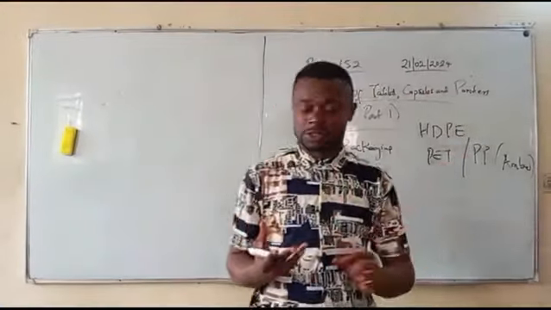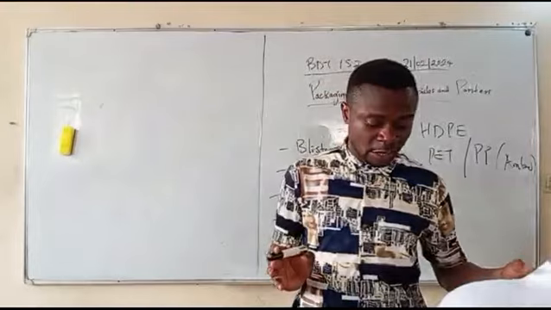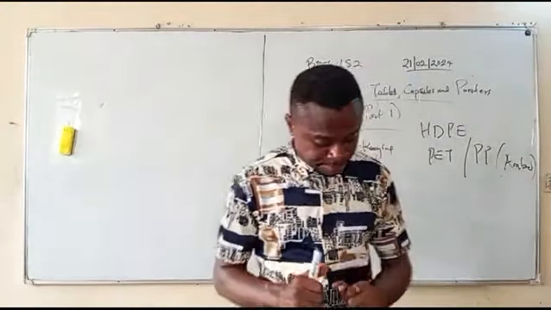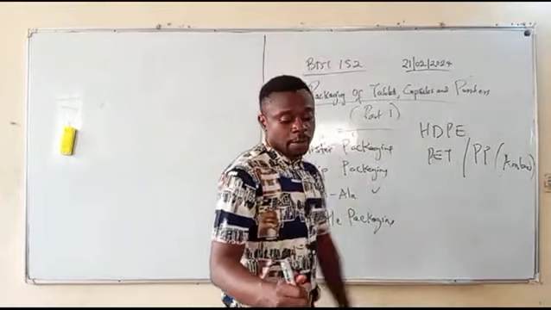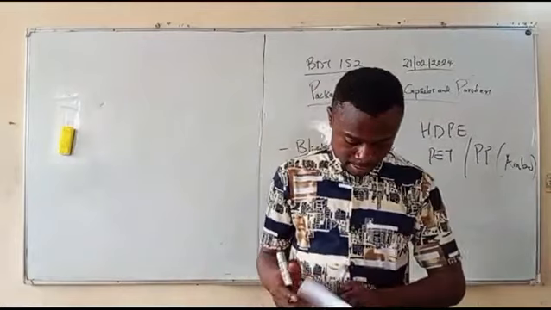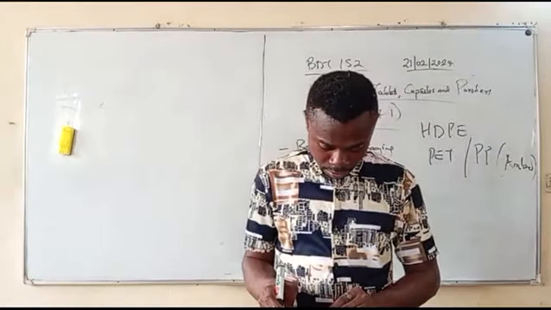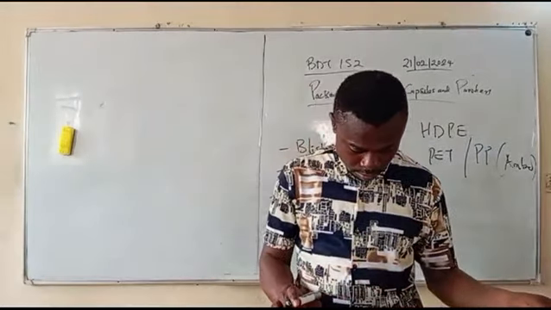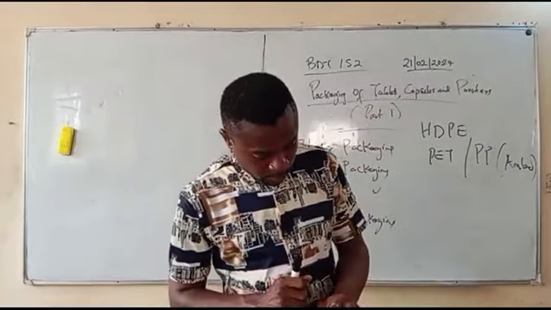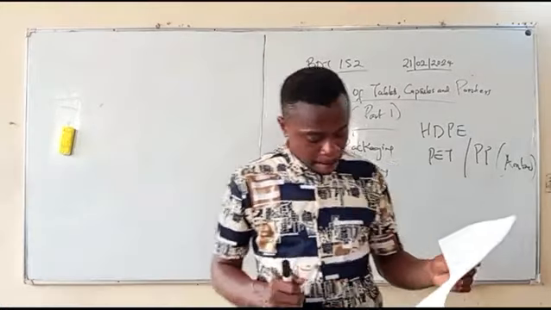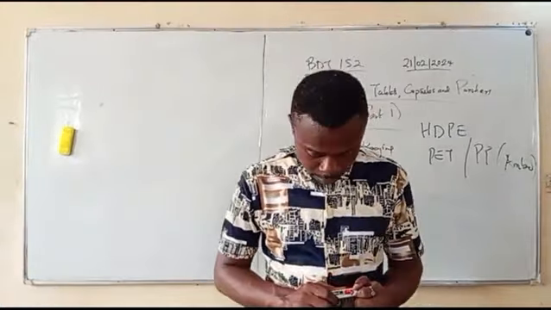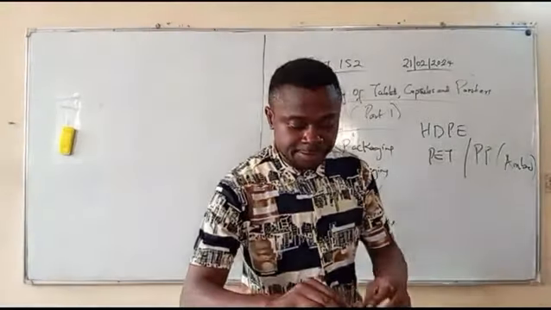Now, let's look at blister packaging. As you can see, what type of dosage form is capsule and tablet? Capsule and tablets are unit dosage forms. So this blister package is mainly used for unit dosage form, capsule and tablet inclusive.